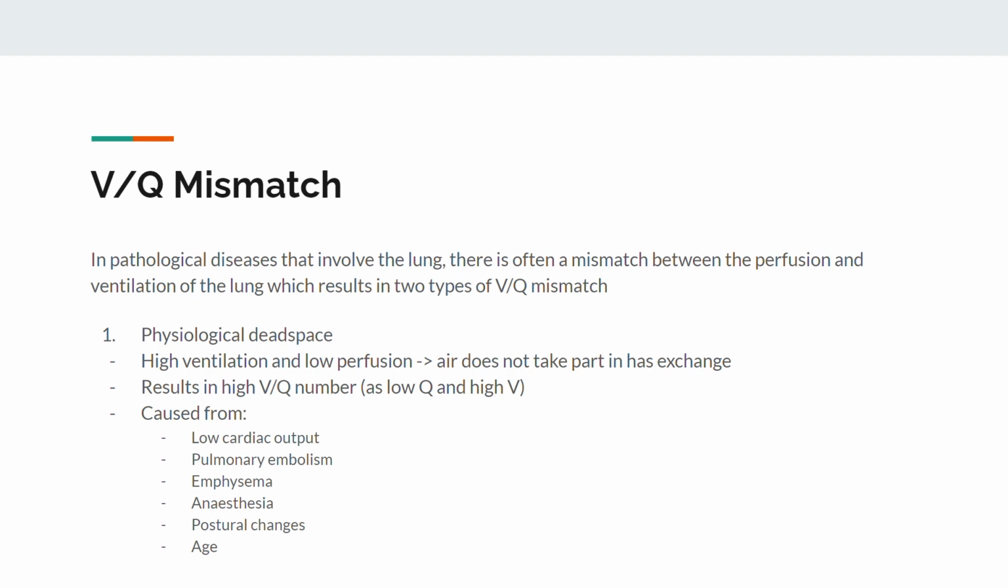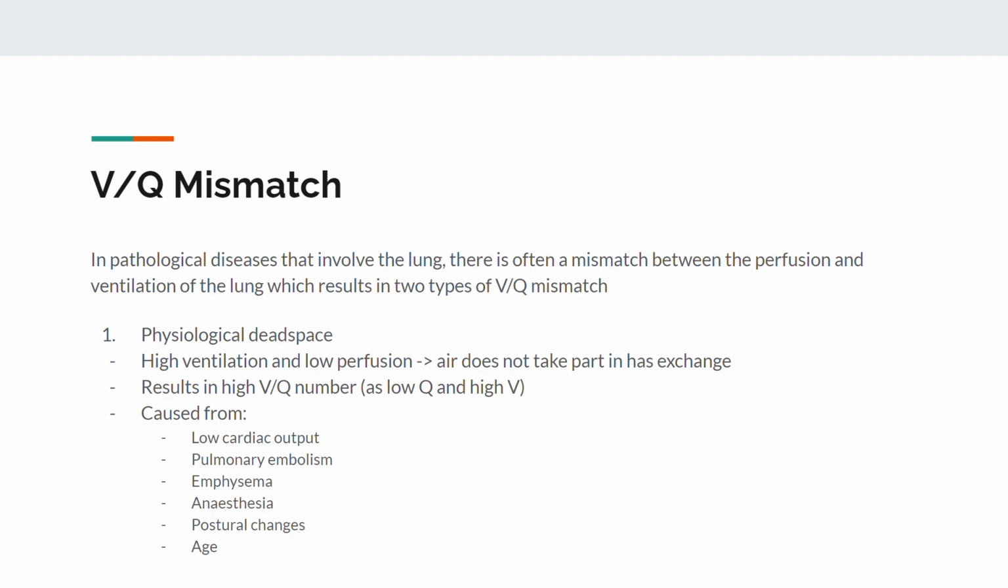Essentially, as you might remember, the upper respiratory airway, such as the trachea, is dead space because it has high ventilation but no perfusion. It's the exact same concept here, but now we've got a situation where this is happening inside the lung. And this results in a high VQ number. Most times in textbooks, they represent VQ as a number, and because it's a ratio, if you have a low Q, a low perfusion, and a high ventilation, you're going to have a very high VQ ratio because the Q is quite low versus the V.